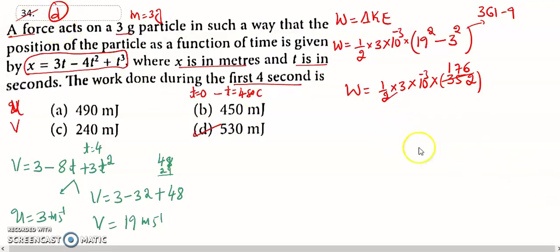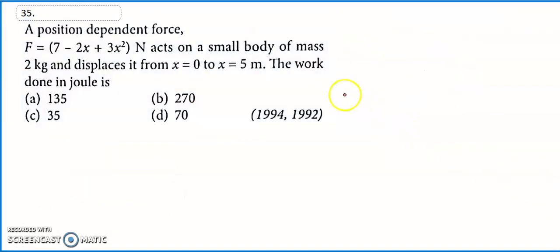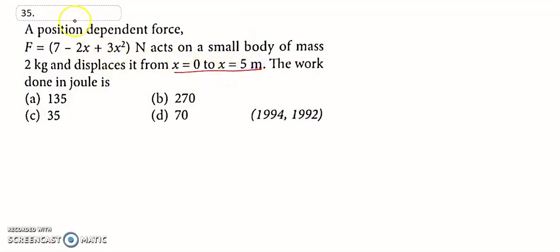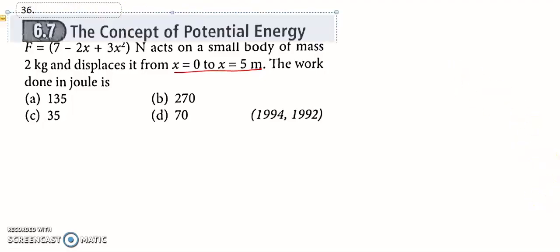So let's move to 35. This is the same problem, so it is homework. You have to mention the answer in the comment box. So let's move to the next one, 36.